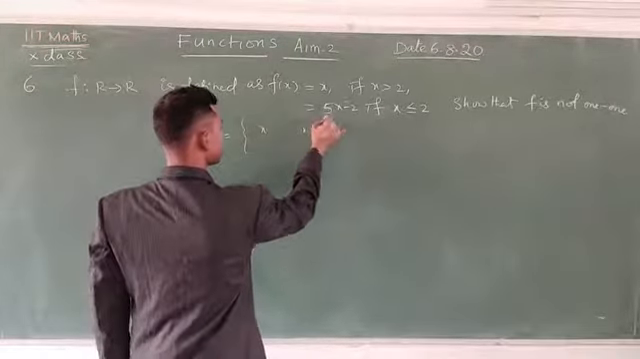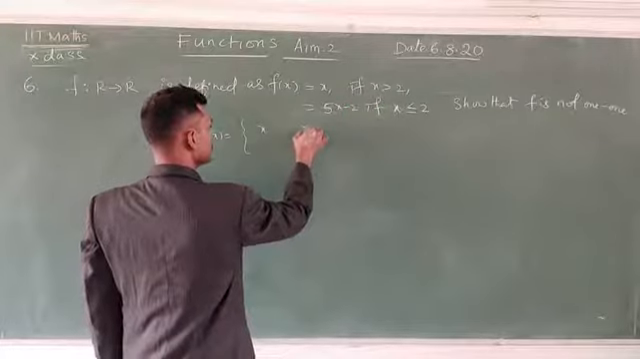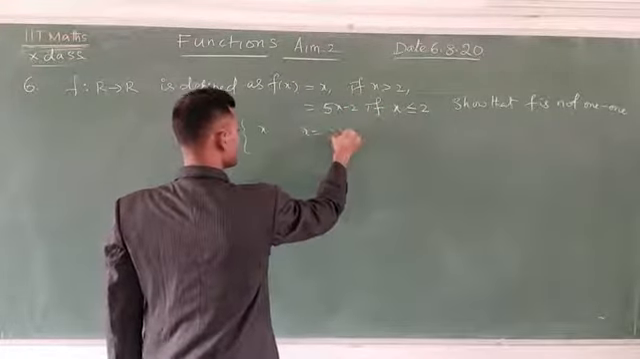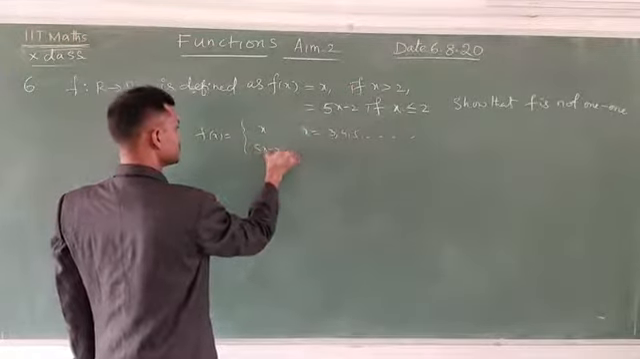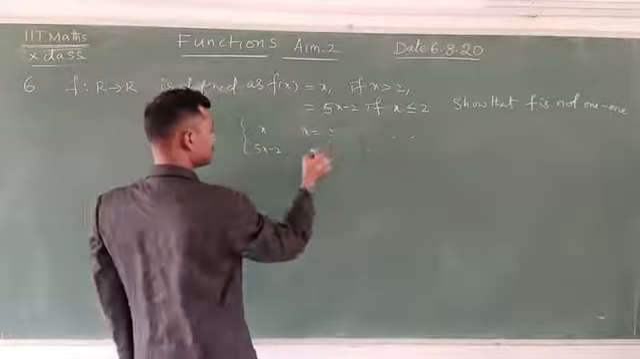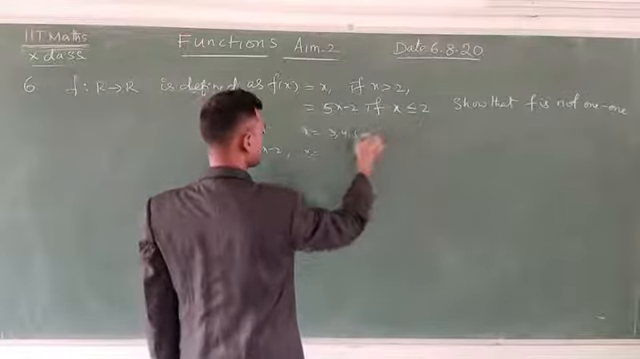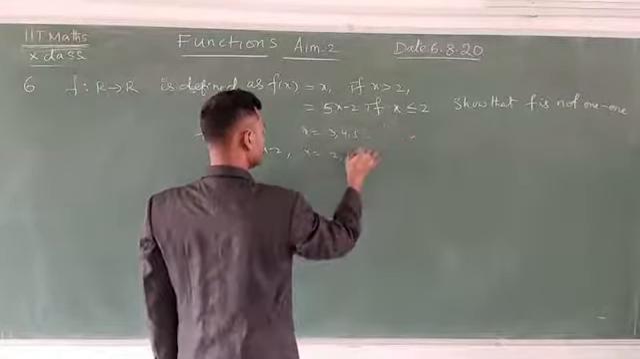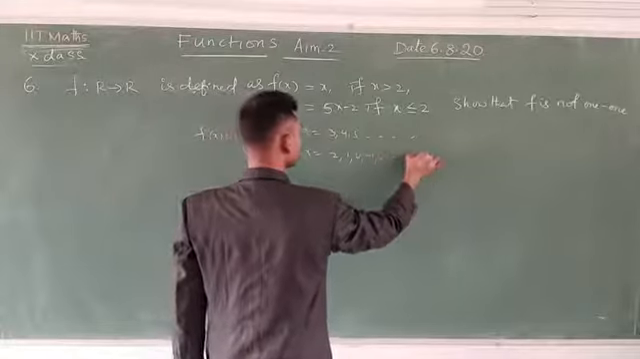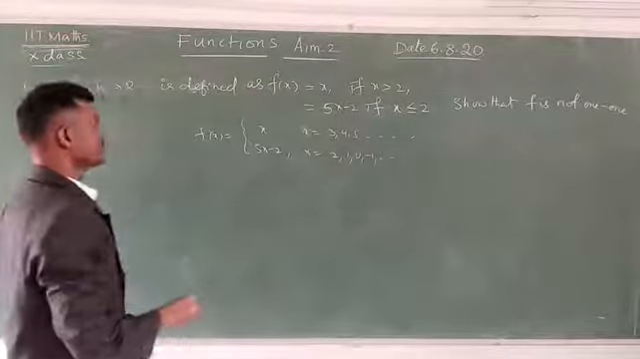Then x is greater than or equal to 2 means here x is equal to 3, 4, 5. You can take any number also. Next one is 5x minus 2. Which values of x do you have to take here? x is equal to, you can take from 2 onwards: 2, 1, 0, minus 1, and so on. You can take any number also. Now you can check it here.